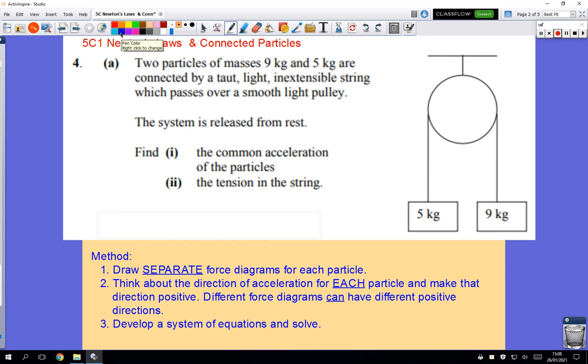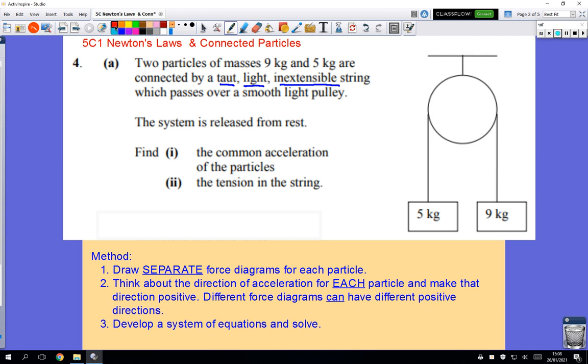It says two particles of masses 9 and 5 are connected by a taut, light, inextensible string. So the string doesn't stretch. It's stretched tight, it goes to its maximum length and then stays at that. It's inextensible. The string is light, it has no mass, we don't need to worry about the mass of the string.